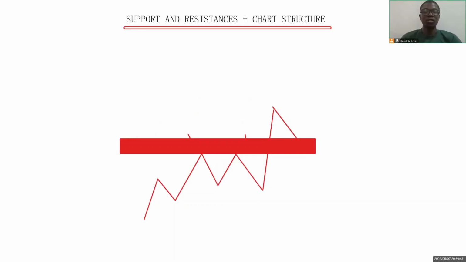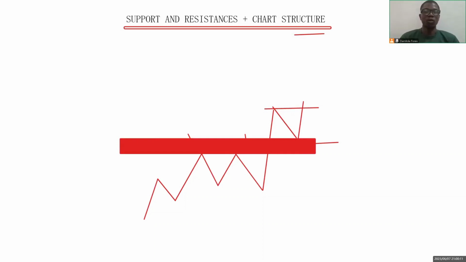Once prices turn this resistance to a support, I can buy at the break of the high right here. I can buy, put my stop loss at the low right here and ride to the next sensitive zone. Okay, so this is how you can place trades when prices turn support to a resistance, or resistance to a support. That is when prices violate a support and resistance zone, and also when prices obey a support and resistance zone.